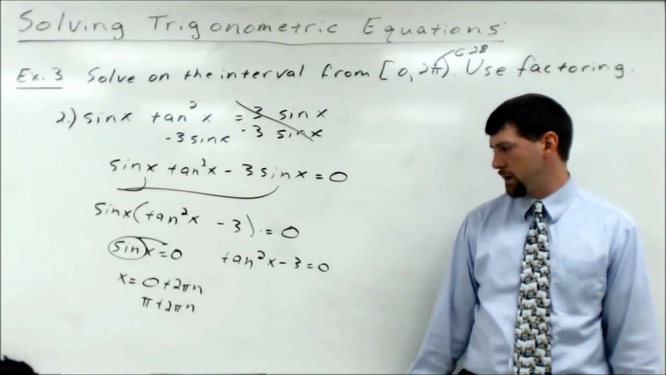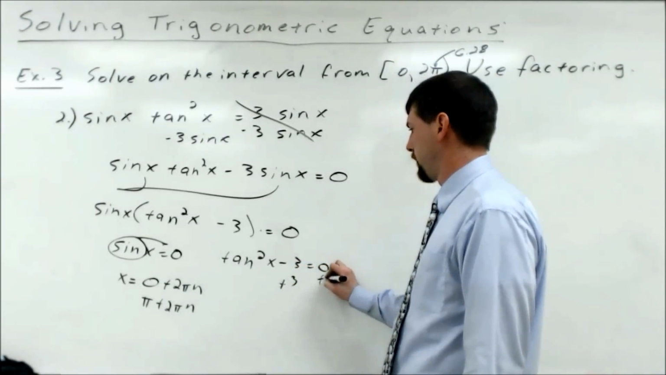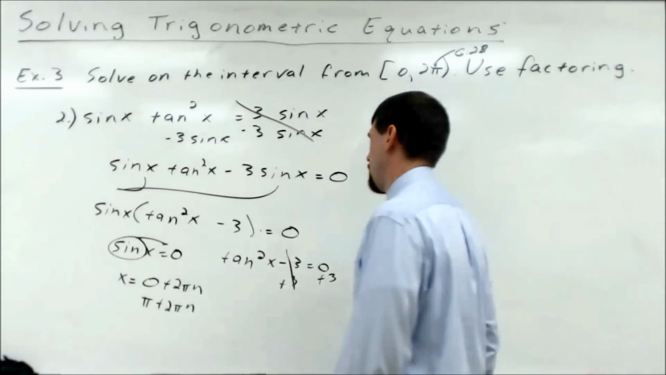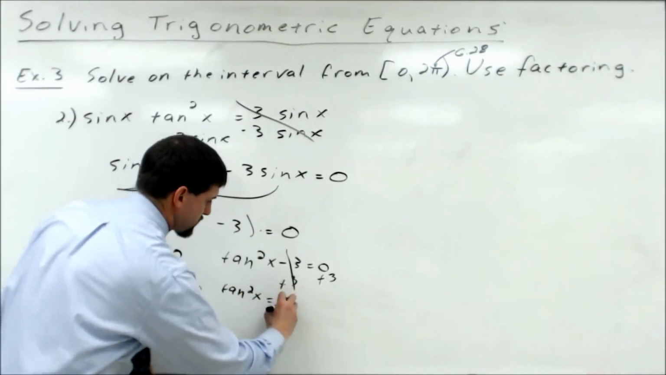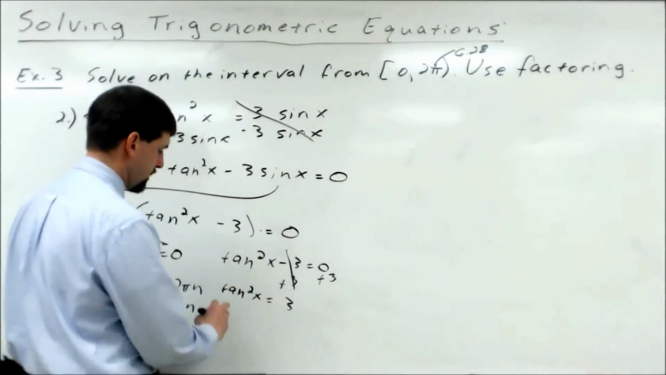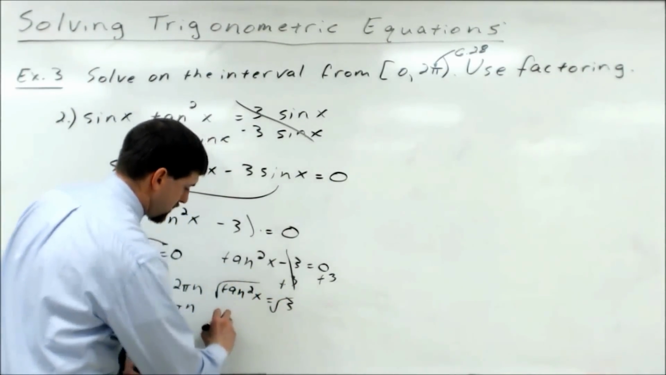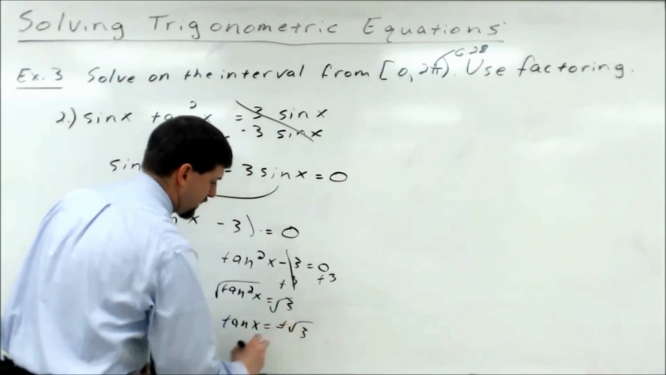Let's take the tangent squared x minus 3. I want to add the 3 over. Okay. I've got tangent squared x equals 3. Can't touch the tangent till I get rid of the square. We get rid of the square by square roots. So tangent of x equals plus or minus square root of 3.